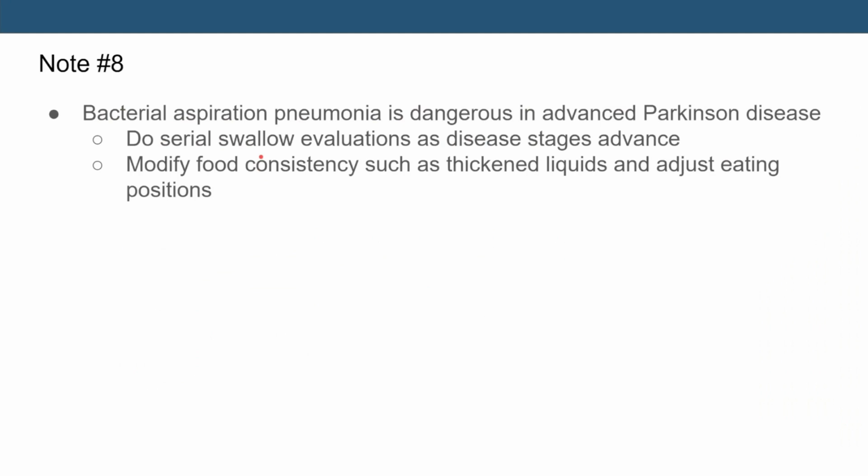Note 8 says, bacterial aspiration pneumonia is dangerous in advanced Parkinson disease. If there's a patient with advanced Parkinson, they might aspirate food, they might aspirate fluids, and they might contract pneumonia. So you should do serial swallow evaluations as the disease stages advance, and you should also modify consistency, such as thickened liquids, and also adjust eating positions.